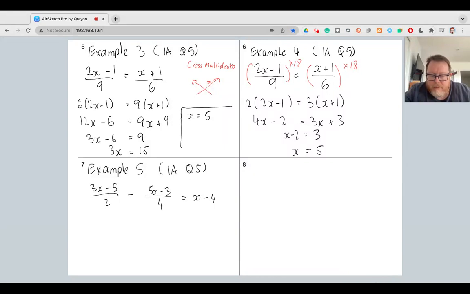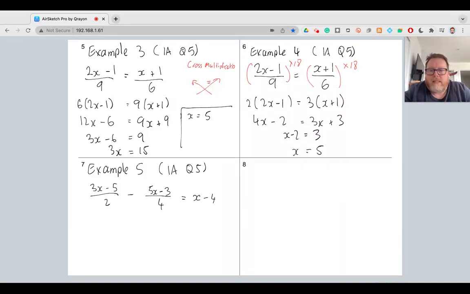Okay, example 5. You can see I've left 2 boxes for example 5 because it is longer, but let's see how we go. So we've got 3x minus 5 over 2 minus 5x minus 3 over 4 equals x minus 4. So we want to get rid of the denominators as our first step, just like we have in example 1, 2, 3, and 4.